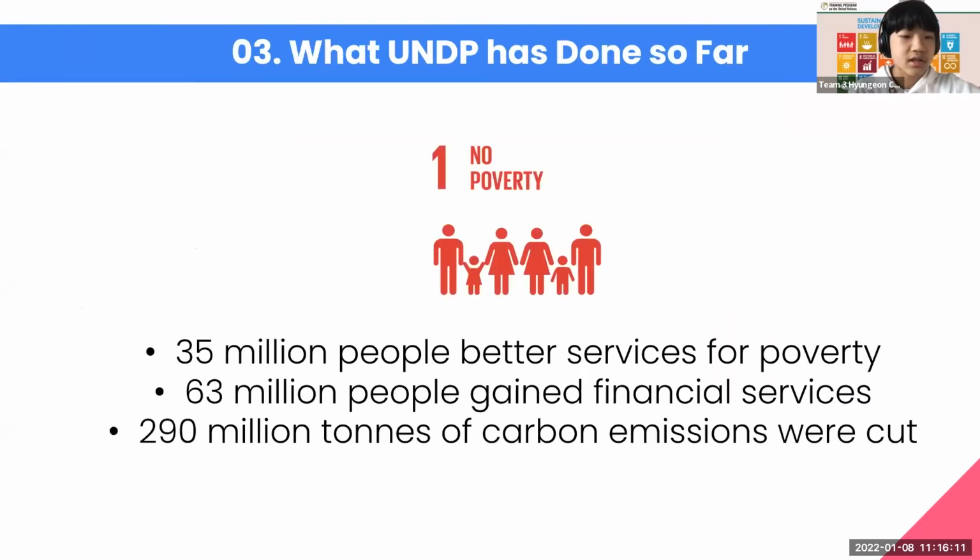The UNDP has achieved a lot of its goals so far, with 35 million people having better services for poverty. 63 million people gained financial services, which is the most incredible out of all. Last, 290 million tons of carbon emissions were cut. Even though the world produced 45 billion tons in 2019, it's a good start to decrease carbon emissions.